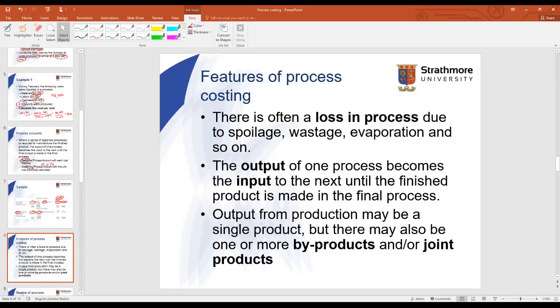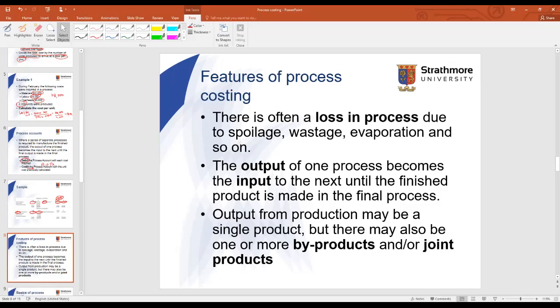Quite unlikely. What will happen is that we have a case of losses occurring along the way. There's often a loss in the process due to spoilage, wastage, evaporation, and so on. So input doesn't always equal output. That's the reality on the ground. So the output of one process becomes the input of the next process until the finished product is made in the final process.